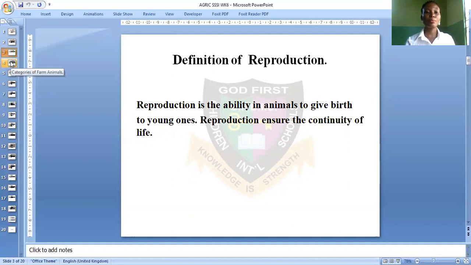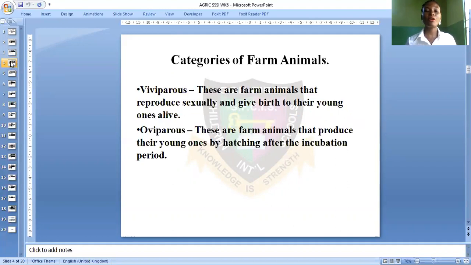Now, let's move to the categories of farm animals. We have 2 main categories of farm animals: viviparous farm animals and oviparous farm animals. The viviparous farm animals are farm animals that reproduce sexually and give birth to their young ones alive. They are mainly mammals.